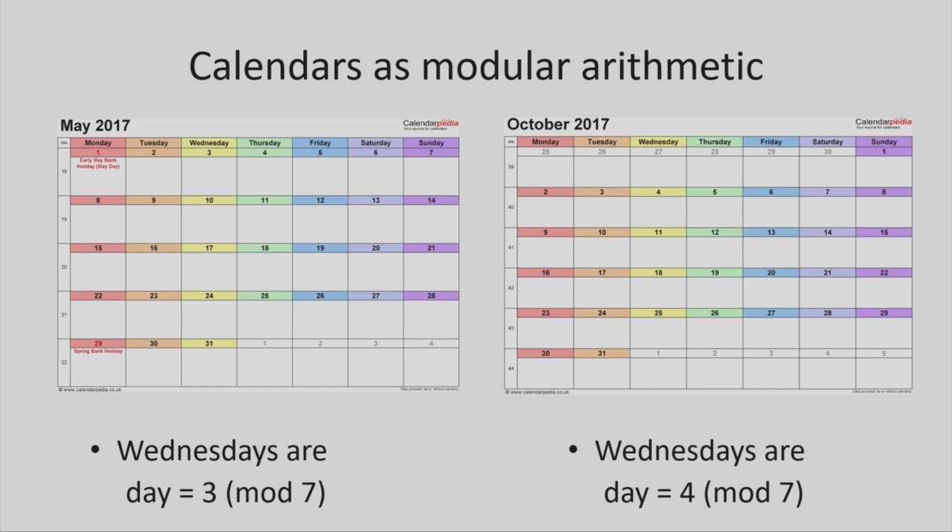So for example, in May 2017, all the Wednesdays had a date which had the remainder 3 when divided, with integer division, by 7. But in October of 2017, Wednesdays were all the dates that had the remainder 4 when divided by 7. Nevertheless, in both cases, all the Wednesdays in the same month were congruent mod 7.